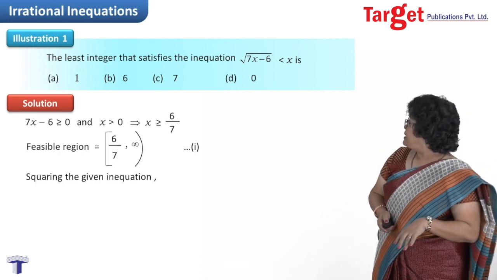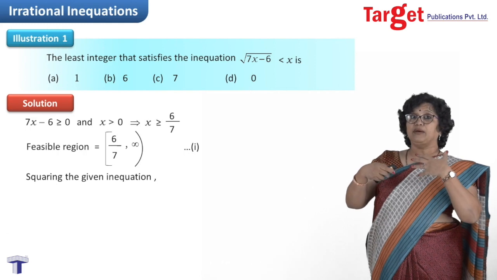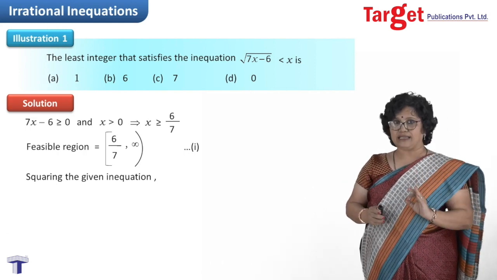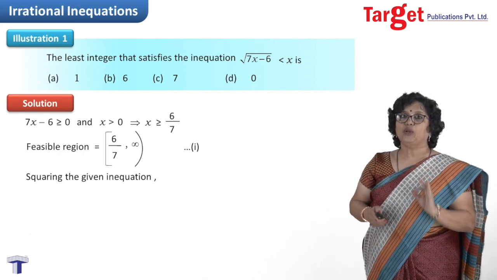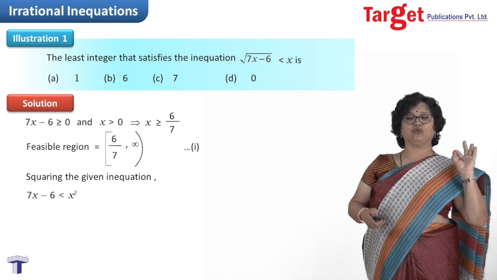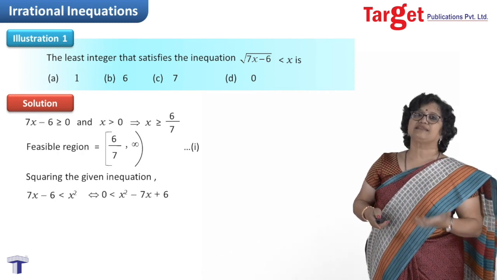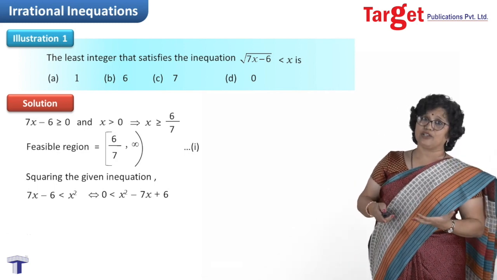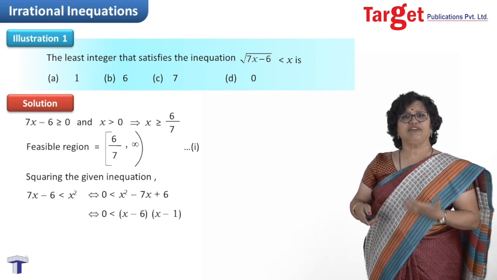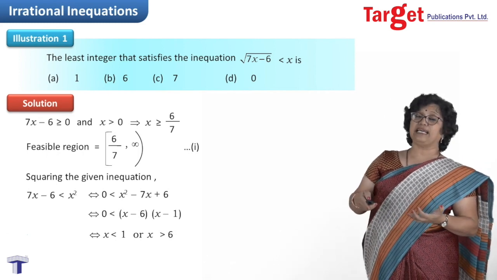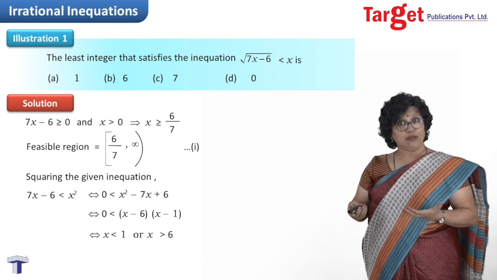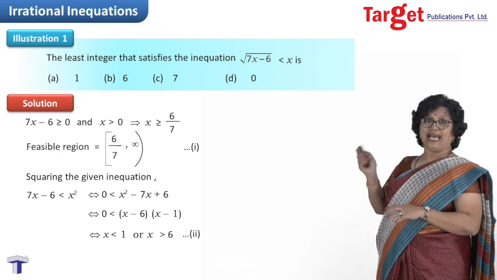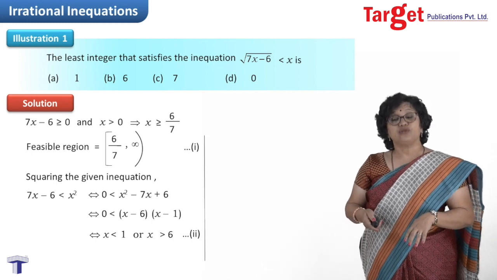We move to next and I realize that now I'm free to square. But if I'm squaring, all those steps which I will be writing or taking, they would be valid only for values which are greater than or equal to 6 by 7. So 7x minus 6 less than x square, you simplify as usual. Then x square minus 7x plus 6 greater than 0 you get, which is a rational inequation. We have already done it. We factorize and we realize that we will have to see what are the critical points. Critical points are nothing but 1 and 6. So x less than 1 or x greater than 6 would be the solution set.